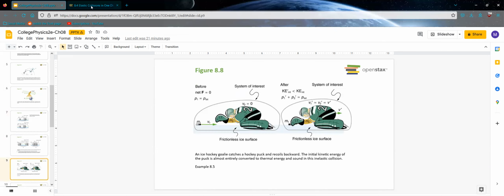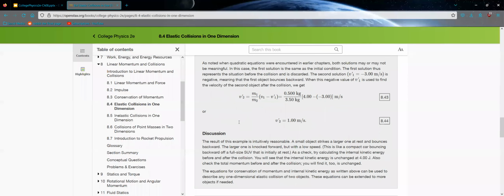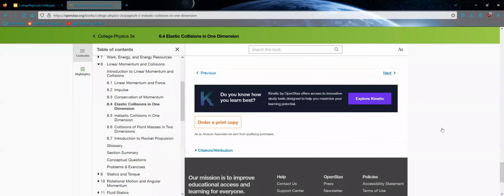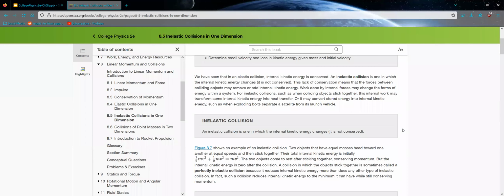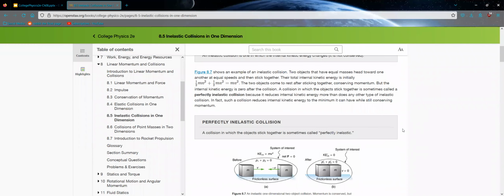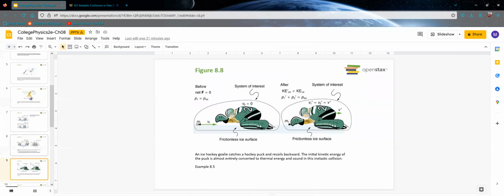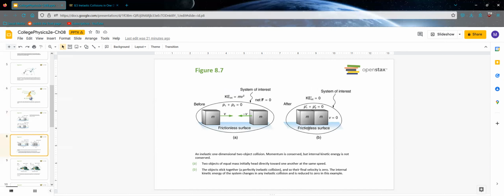Let's go over 8.5 as an example of that. I think that's in the next chapter. Yes, it is. Good. The inelastic collision example. So the big difference between elastic and inelastic collision comes in the form of what is shown here, where inelastic means your mass is changed.